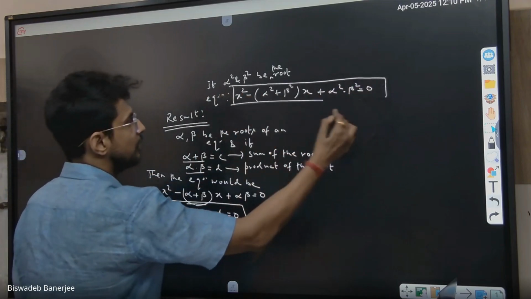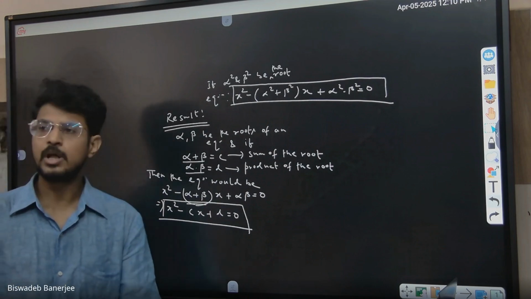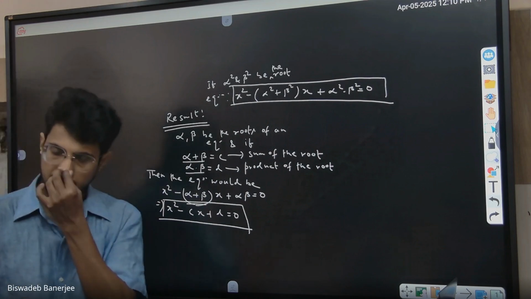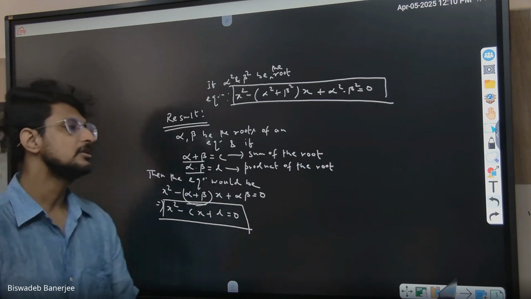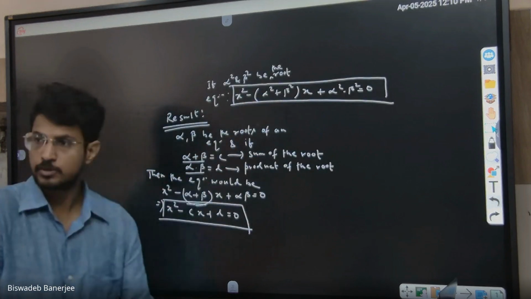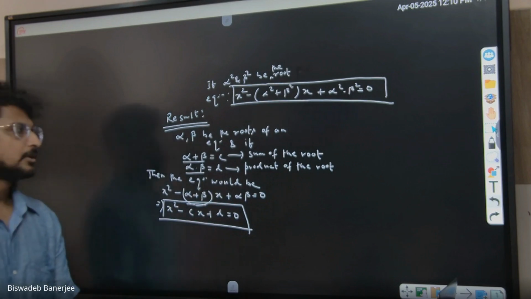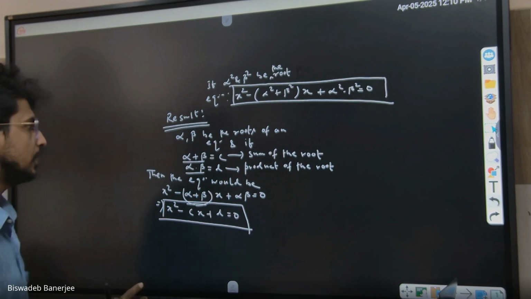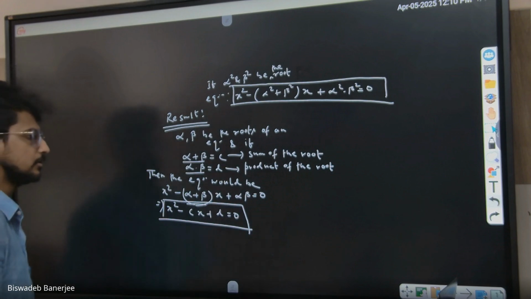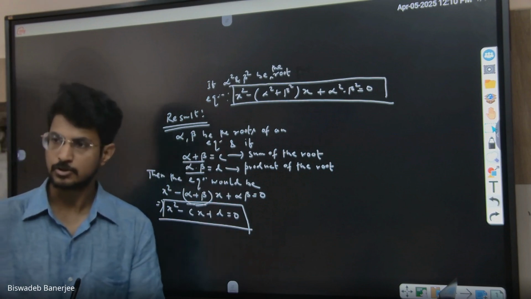But we have done this result in our HS course. And so on. It can be alpha cube, beta cube as well. If alpha cube and beta cube are the roots, the equation will be x square minus alpha cube plus beta cube x plus alpha cube into beta cube, and so on. So it's a very important result related to Cardan's method. After discussing this result, now we shall solve a question by Cardan's method.